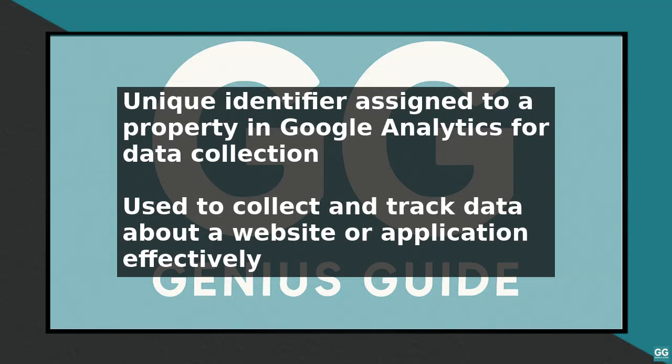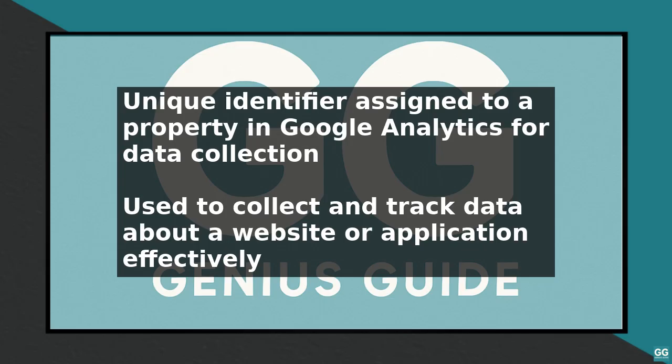To interpret a Google Analytics tracking ID, start by understanding what it is. A unique identifier assigned to a property in Google Analytics. It is used to collect and track data about a website or application. The tracking ID is usually in the format of UAXXXXXX, where X's are numbers.